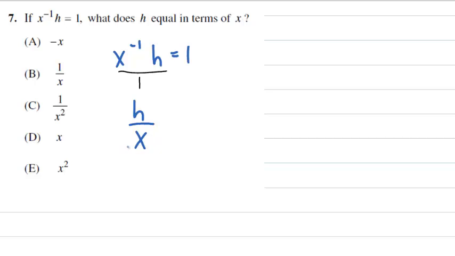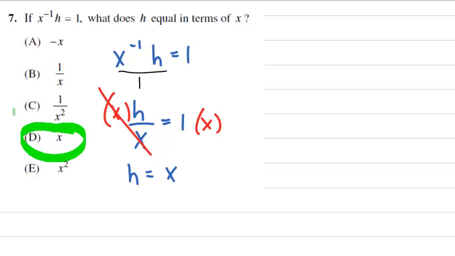So now it's just x to the 1 power, to the first power, which equals 1. And I need h. So I'm going to multiply both sides by x. These are going to cancel. So I have h equals x. So what is h in terms of x? Well, h is x. So that's our answer there.